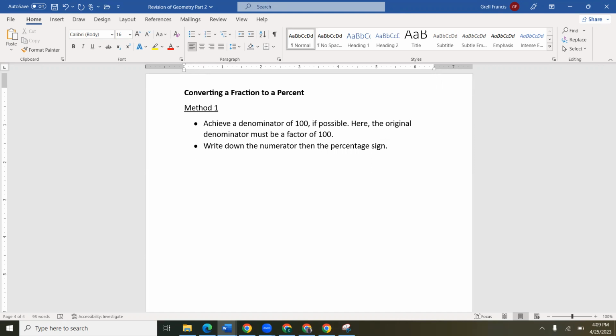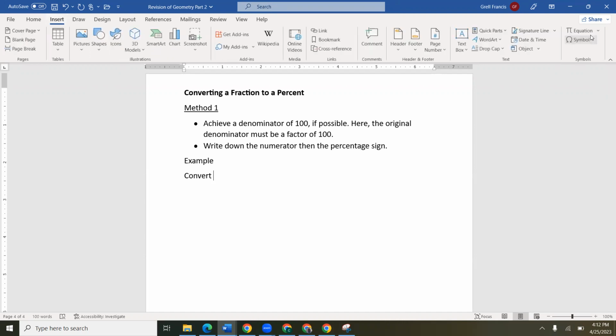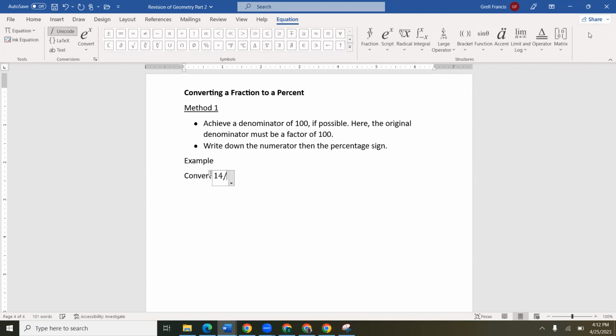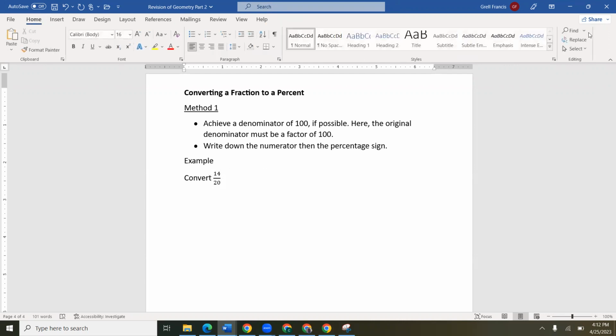We'll go to an example of method 1. Convert 14 over 20 into a percentage. Into a percentage, un porcentaje, or percent, per 100.